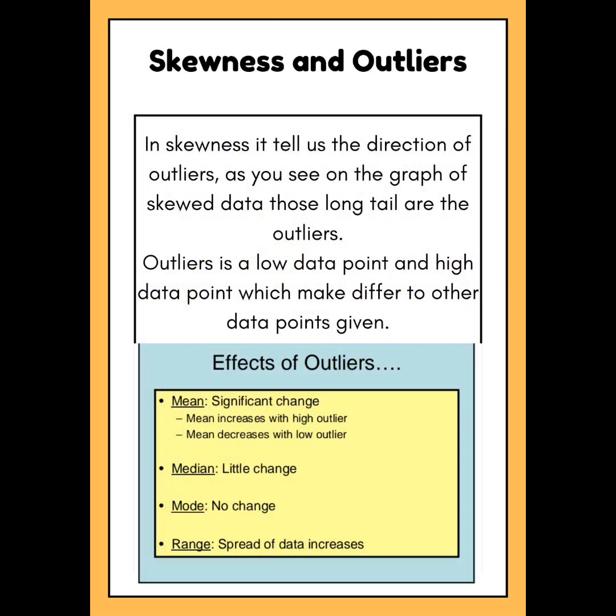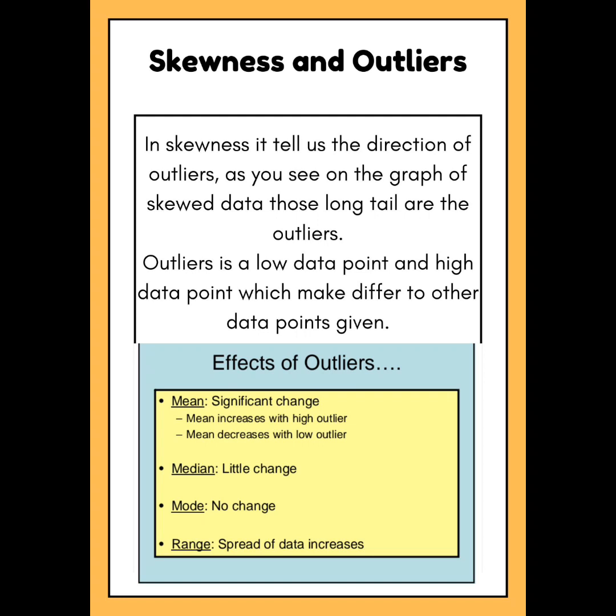Skewness tells us the direction of the outliers by using the median, and an outlier is a low data point or high data point, which means that outliers can affect the symmetrical distribution by having low values and high values, as long as there is a huge gap from other values. So take a glimpse at the effect of outliers provided. The mean increases with a high outlier and decreases with a low outlier.